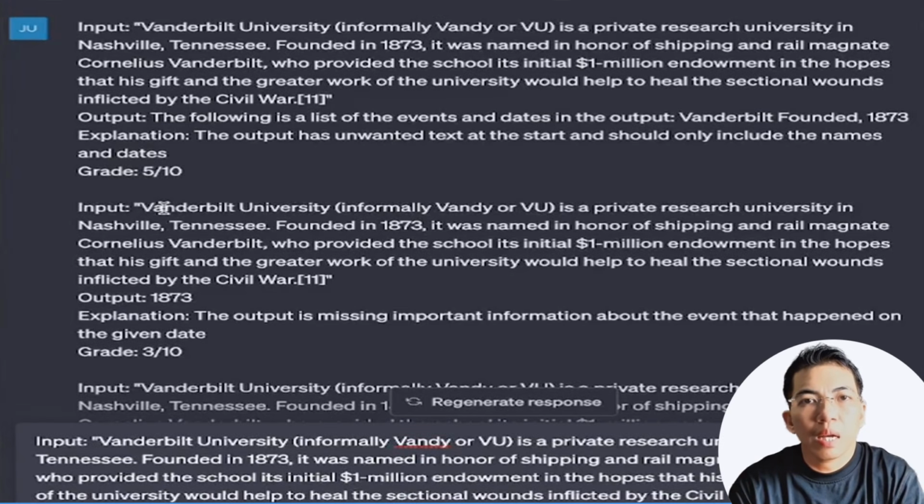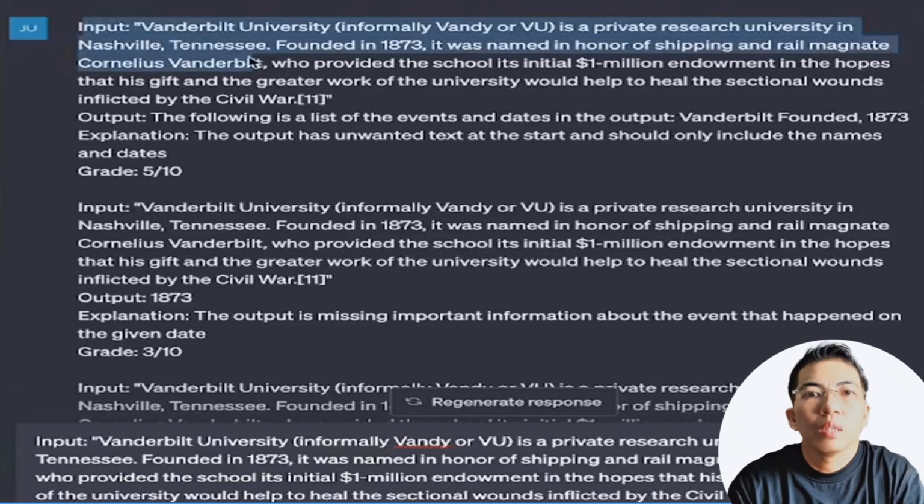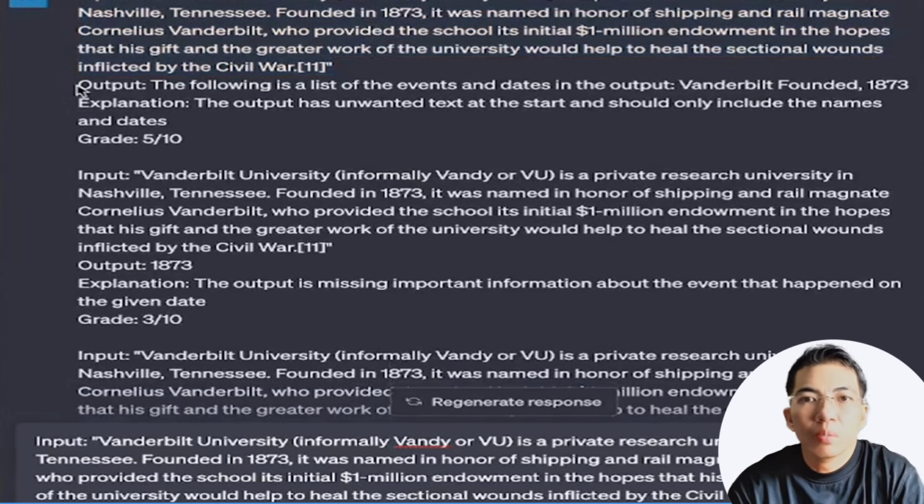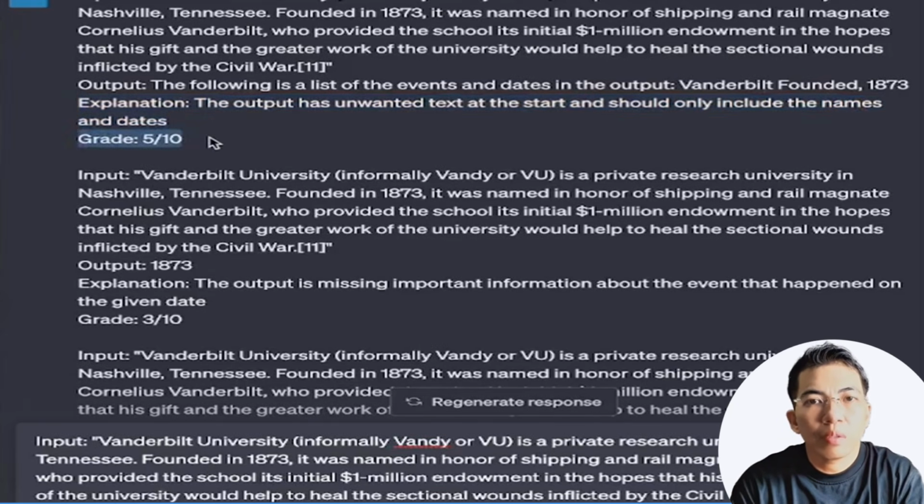In this example, I'm going to teach the large language model, in this case ChatGPT, how to grade the output of a prompt. I'm not actually going to show it the prompt in my example. I'm just going to teach it the grading process so that it can help automate it for me. So I'm going to use some few-shot examples. As input here at the top, I'm saying here's my input, and it's a bit of text about Vanderbilt University from Wikipedia. It identifies that Vanderbilt University was founded in 1873. And I explain what the output was: the following is a list of events and dates in the output, Vanderbilt founded 1873. And then the explanation is that the output has unwanted text at the start and should only include the names and dates. So I gave it a grade of 5 out of 10.